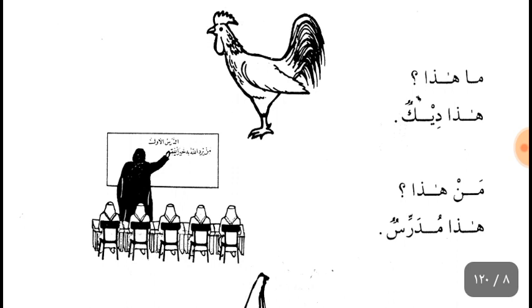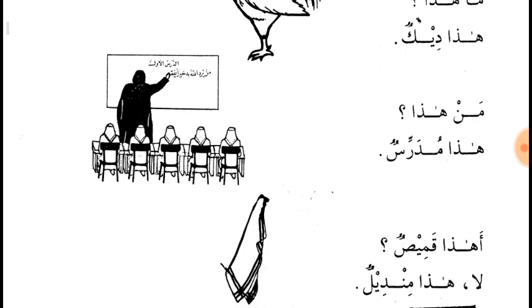What is this? This is a hen. No, not hen. This is a rooster. Hen is female and rooster is masculine. This is a rooster. It is a female hen. Male, male. This is male. Masculine. Yes. Rooster.